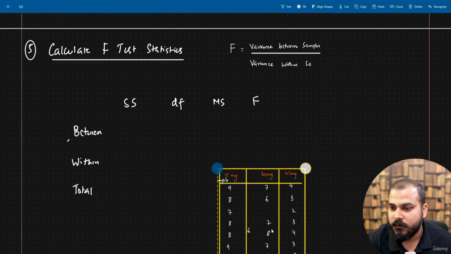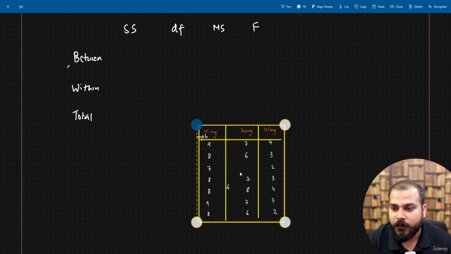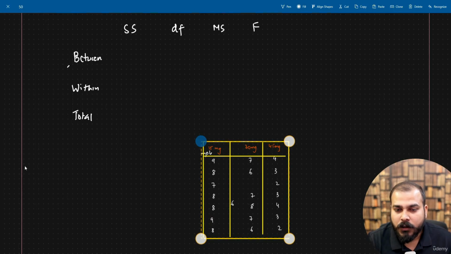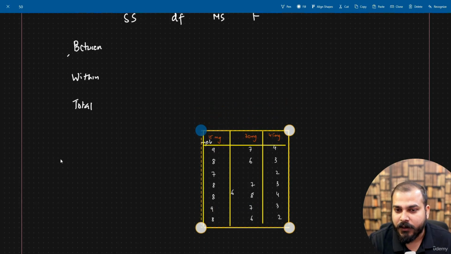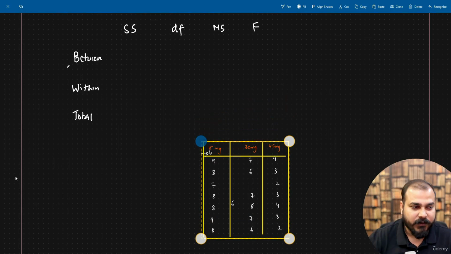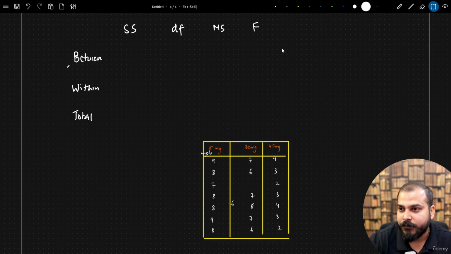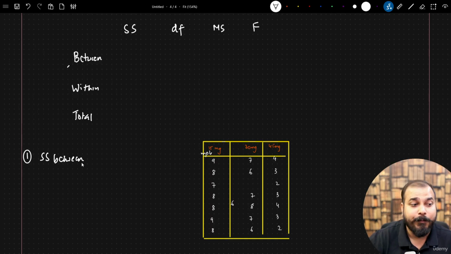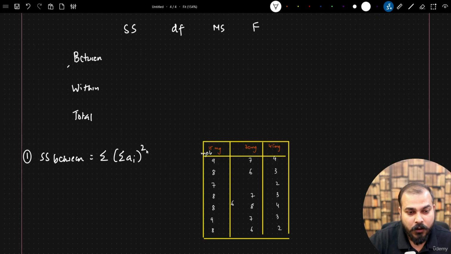Just a second, guys. I will use this over here. Now, the things that we need to calculate. First of all, we'll calculate SS between, the sum of squares between samples. The formula for this is given by the summation of A_i whole squared, minus T squared divided by N, and this will be small n.